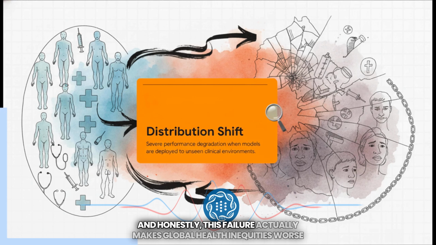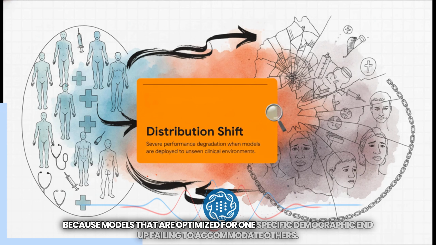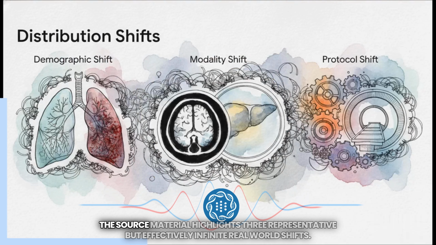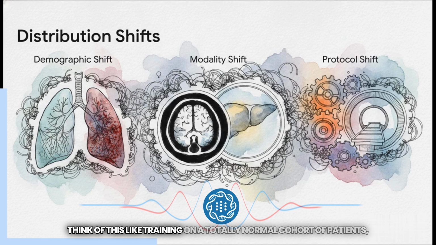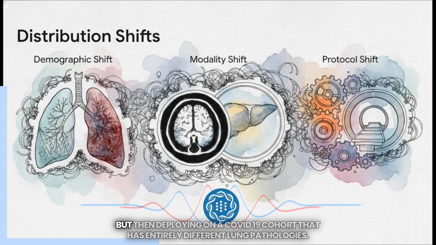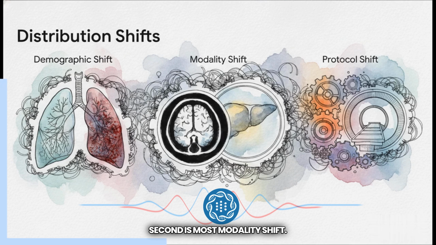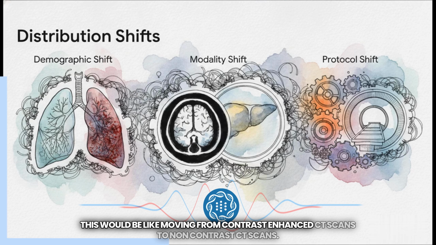And honestly, this failure actually makes global health inequities worse, because models that are optimized for one specific demographic end up failing to accommodate others. The source material highlights 3 representative but effectively infinite real-world shifts. First up is demographic shift. Think of this like training on a totally normal cohort of patients, but then deploying on a COVID-19 cohort that has entirely different lung pathologies. Second is modality shift. This would be like moving from contrast-enhanced CT scans to non-contrast CT scans.